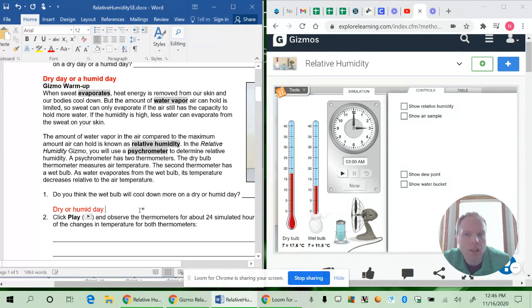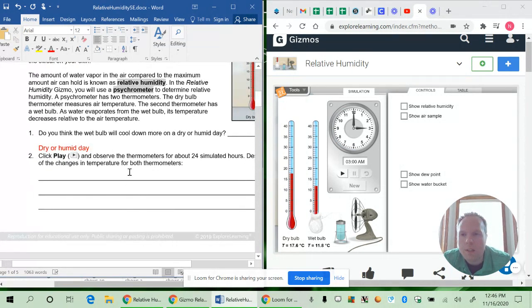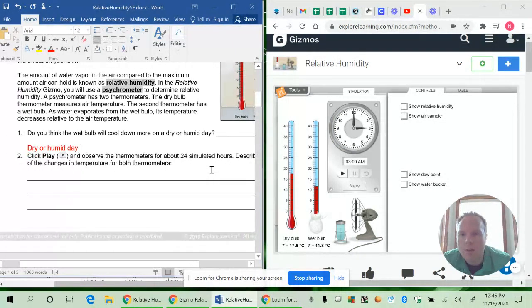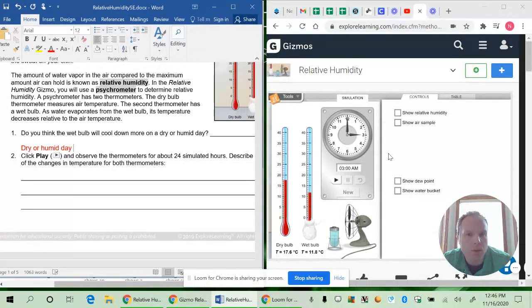And you're going to pick one. You're making a prediction. All right, now it says click play and observe the thermometers for about 24 simulated hours. Describe some of the changes in temperature for both thermometers.